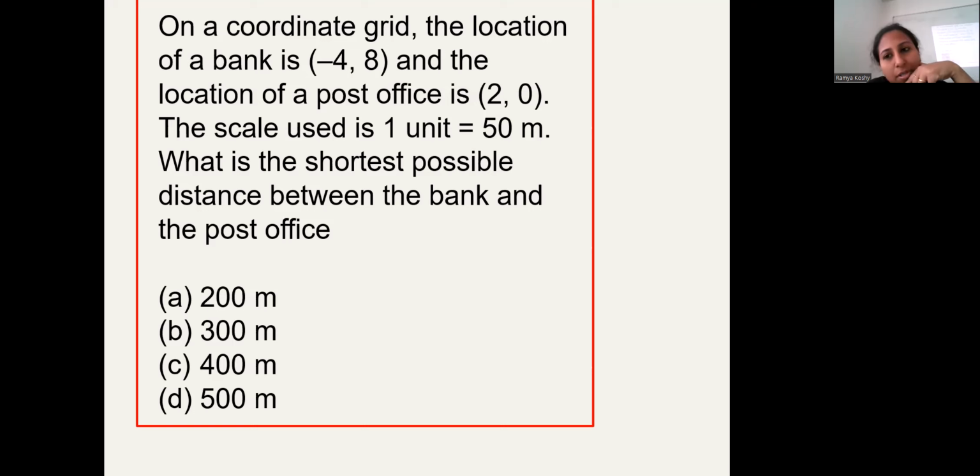So don't get worried when you see such type of question. All you're doing over here is finding out where you're getting this. You just need to find the distance and multiply it by the scale. That's all. That's all to this question.